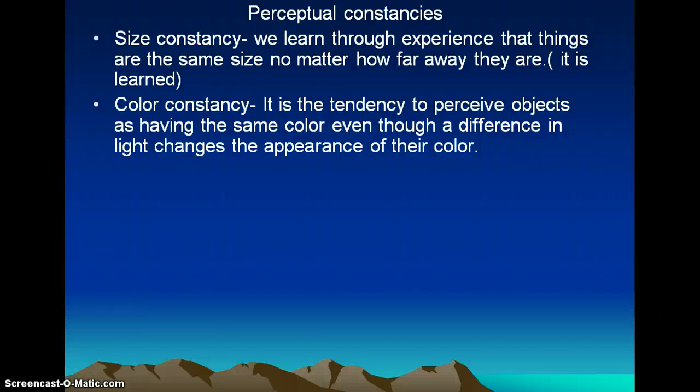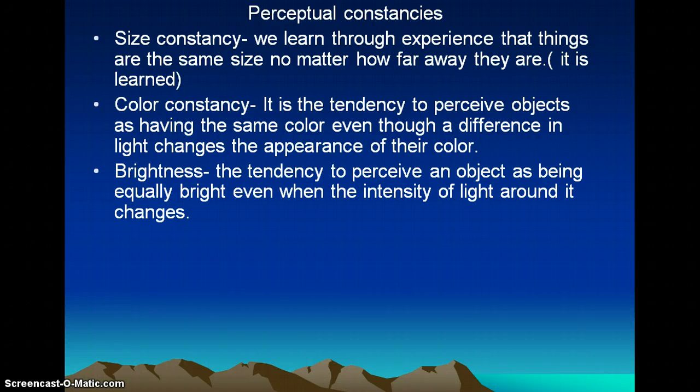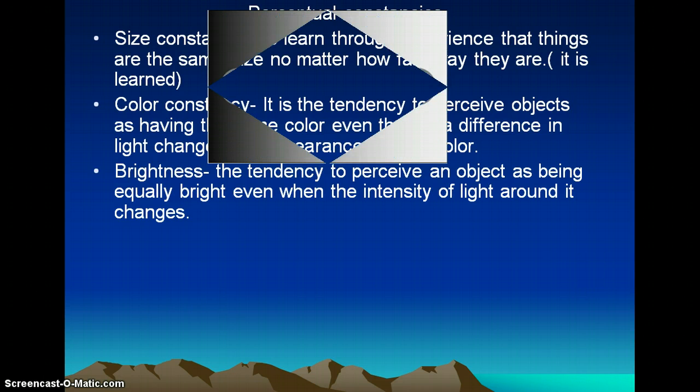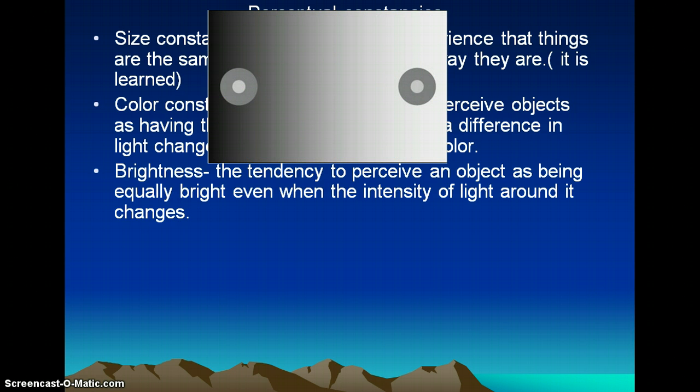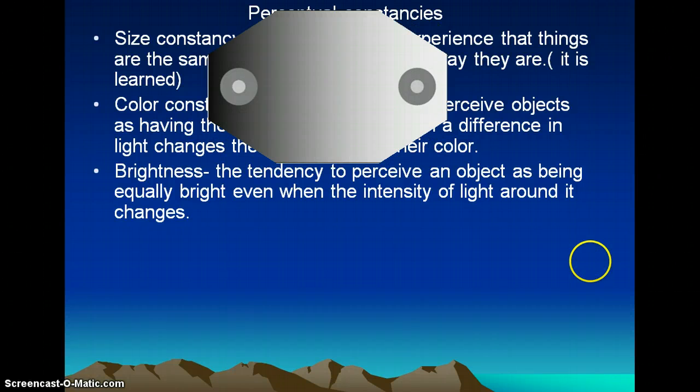With color constancy, we know in the dark, when you're sitting there taking notes, watching things on the screen, your colors all appear different, but as soon as we turn the light on, they will go back to normal. And then brightness constancy: the tendency to perceive objects as being equally bright even though the intensity of light around them changes. If you look at those rings to the left and to the right, they are the same on both, but the intensity of light around them changes, and therefore the one on the right looks darker than the one on the left.